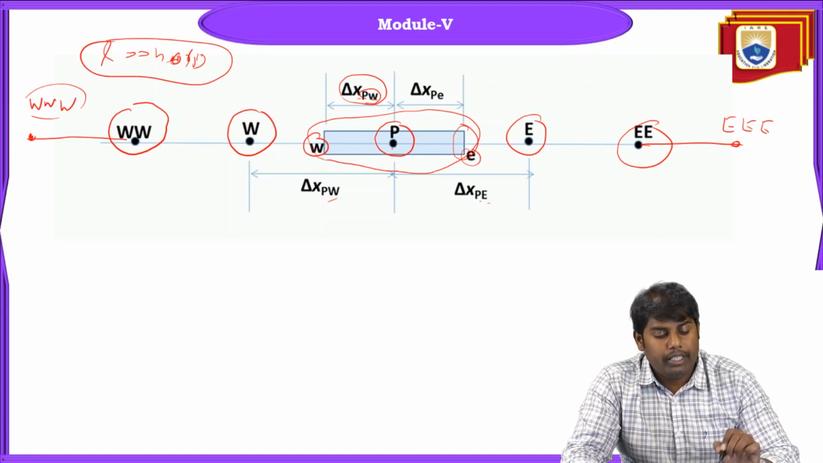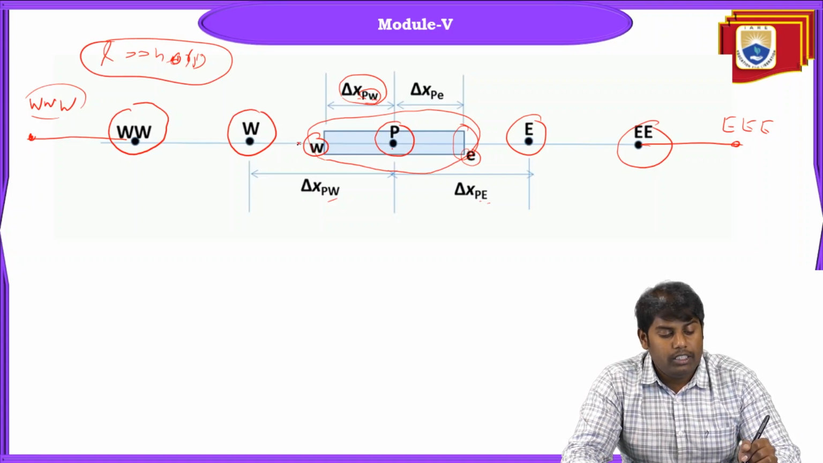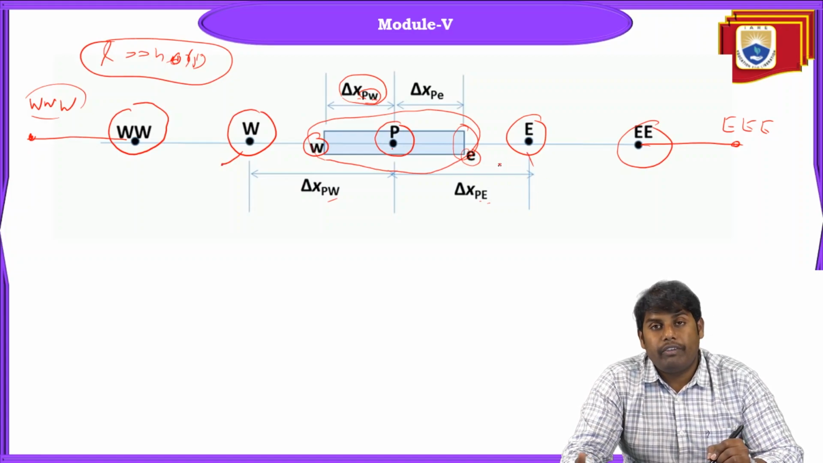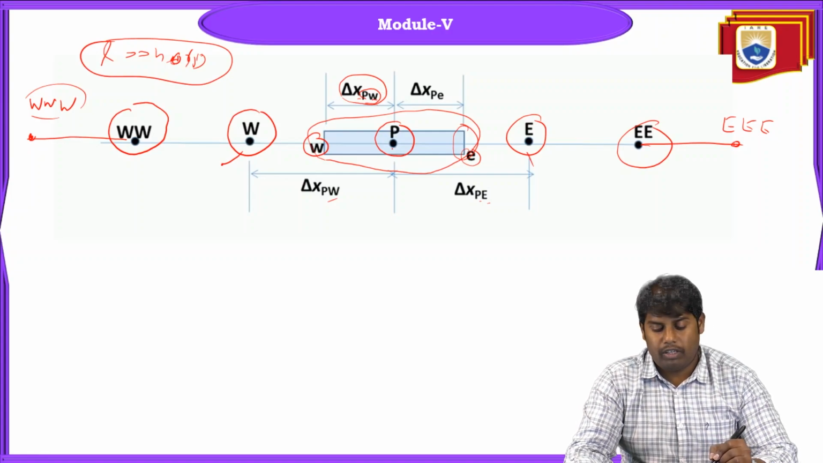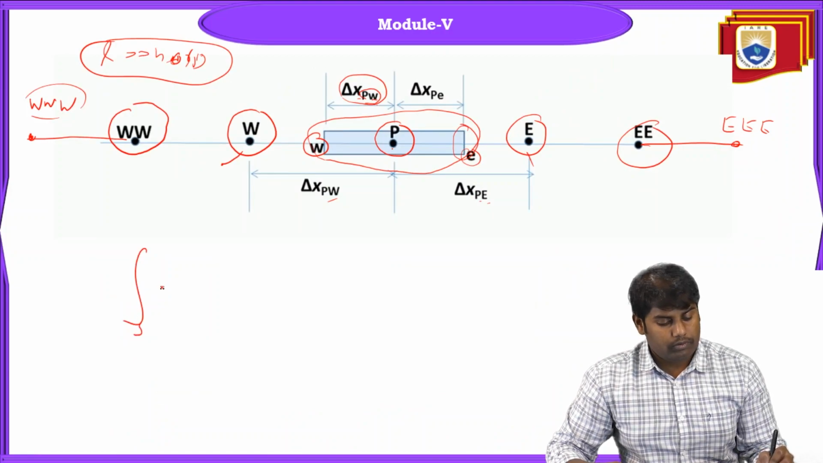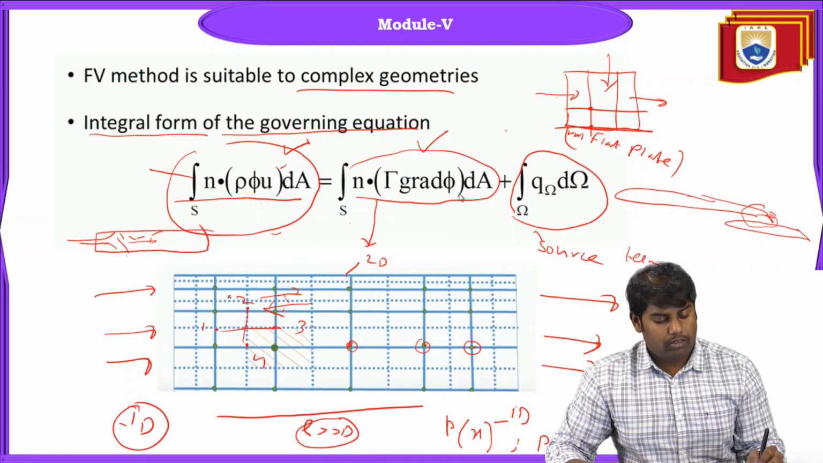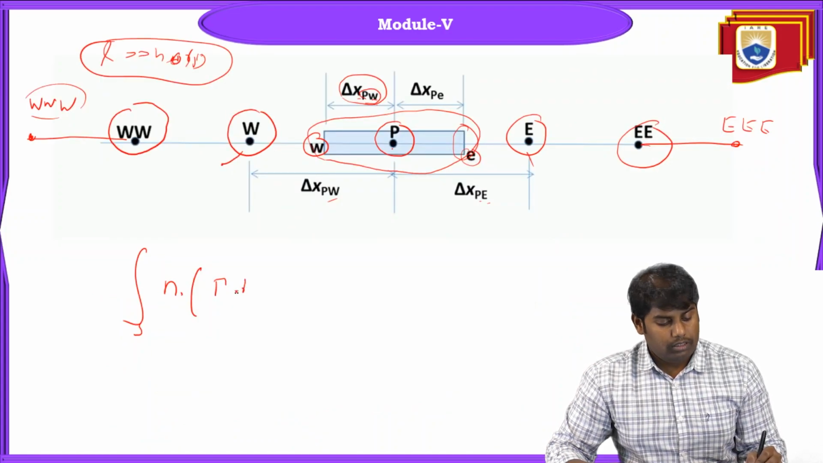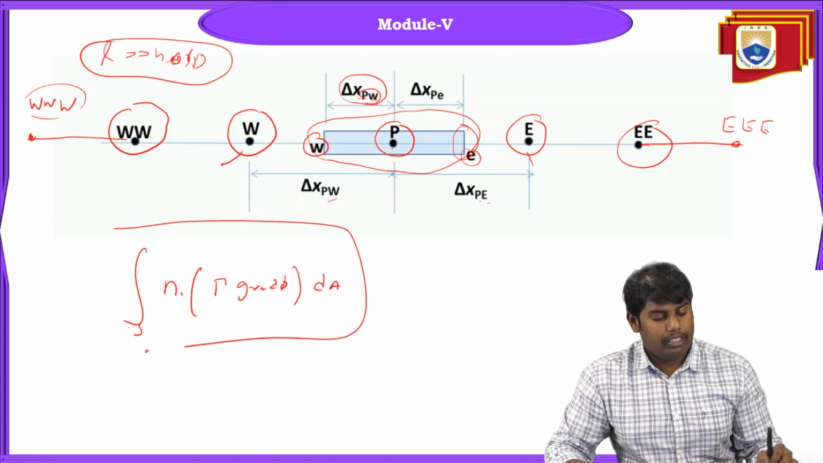Fine. Since we are dealing with 1D, the dependency of the solution at point P is on the west node and the east node. So when we derive the formulation, we have the surface integral of n dot gamma grad phi dA. This thing we will see actually.